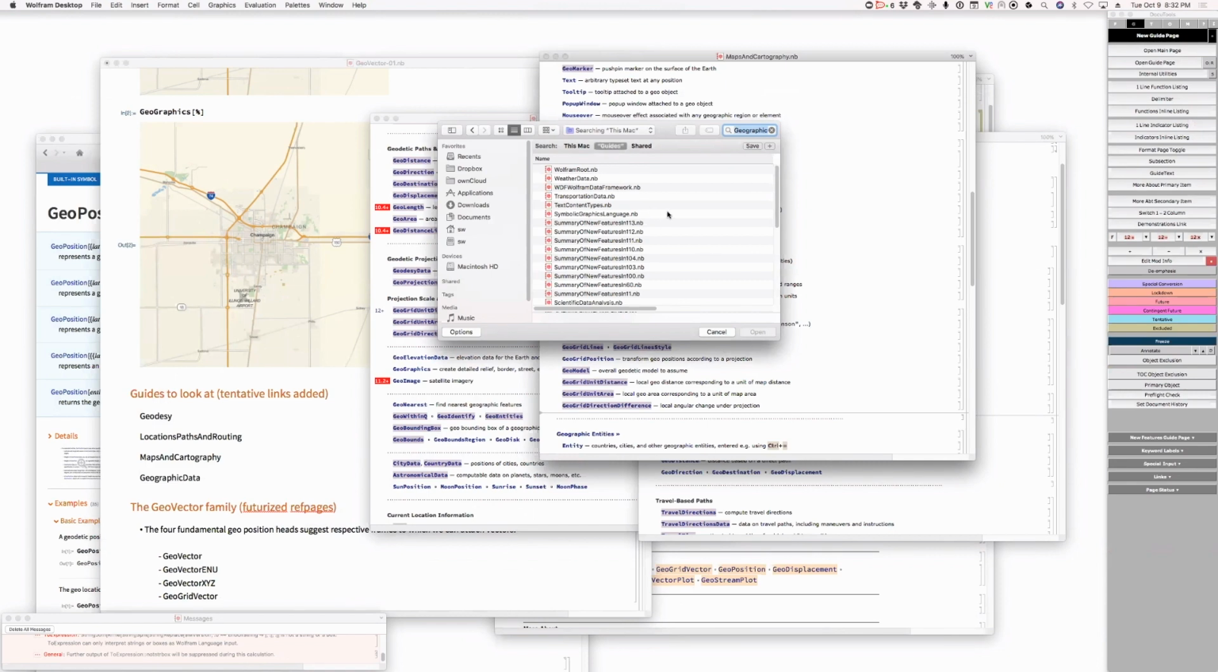What is it doing? Why is it not finding that? I don't know. It's in that list.